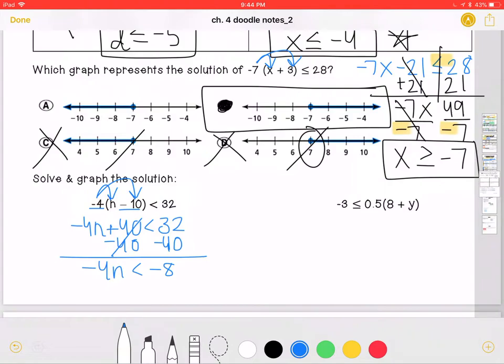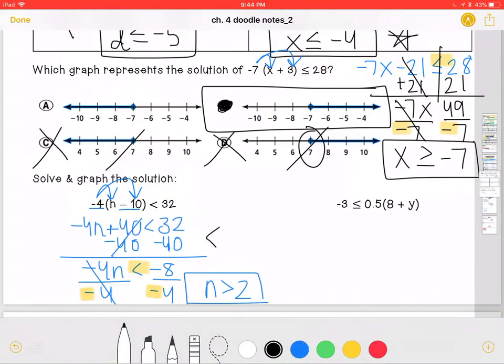We're not quite done. We still need to divide by -4. -8 divided by -4 gives you a +2. You divided by a negative, so you have to flip your sign. So you should have n is greater than positive 2. Give yourself a nice star if you got that correct.